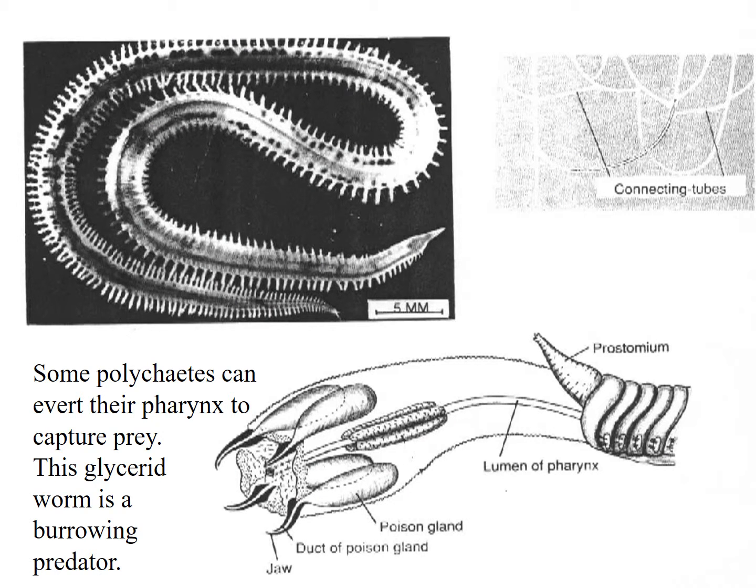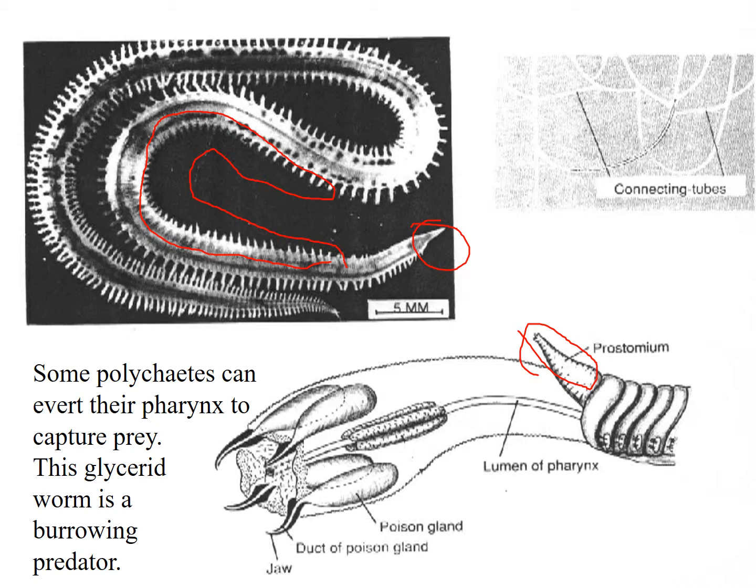This is a typical worm that you find in the substrate that is predatory, and you can see some of the features that it's got, like all of these different nice little parapodia for gripping and crawling through the substrate. Here's the prostomium, which is the head.